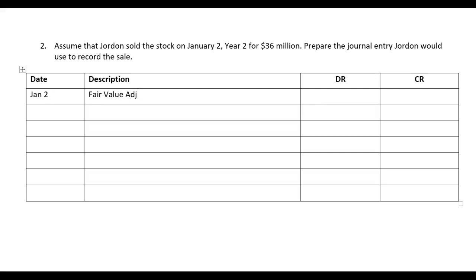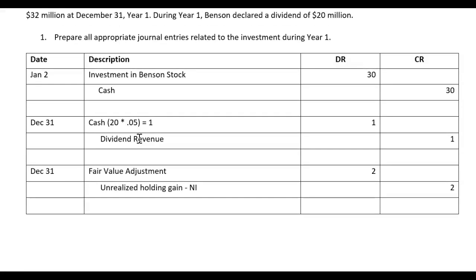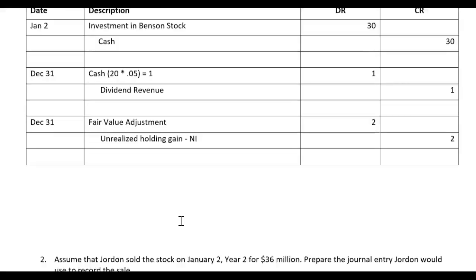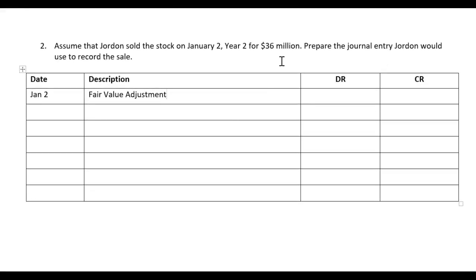We need to decide, do we need to increase our fair value or decrease it? Well, looking back at last year, we put it on at 30 and we increased it by 2. So as of January 1, we're carrying this position at 32 million. Okay, we've already got it there. What's the value as of the date of sale? Well, it's up to 36 million. So how are we going to get from 32 to 36?